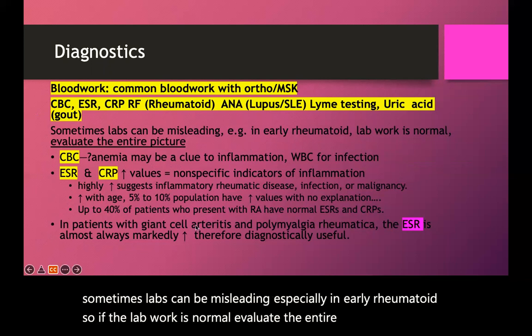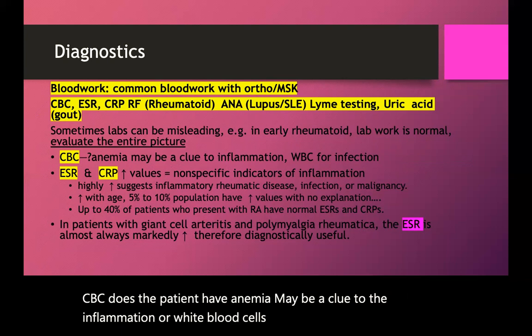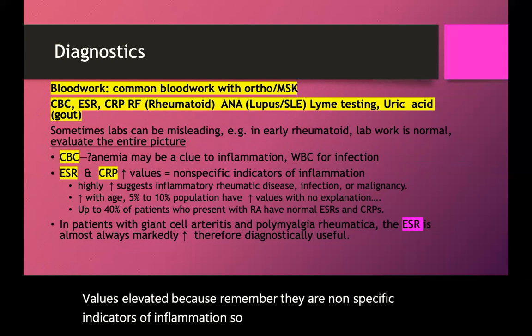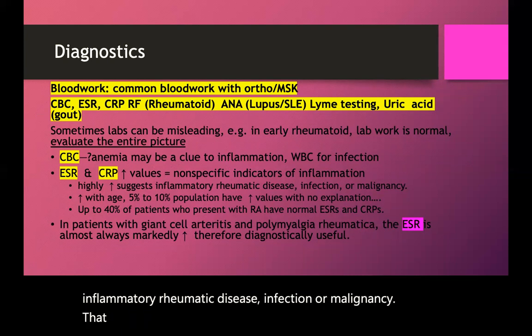And in your CBC, does the patient have anemia? It may be a clue to inflammation, or white blood cells for infection. Are our ESR and CRP values elevated? Because remember, they are non-specific indicators of inflammation. So highly increased values suggest inflammatory rheumatic disease, infection, or malignancy. That number also increases with age.